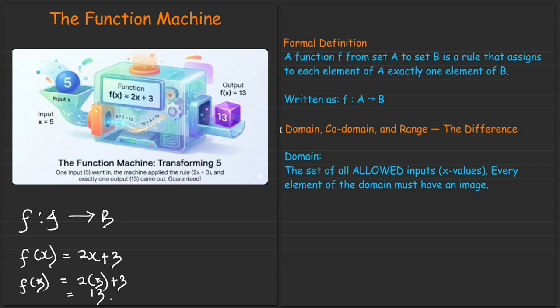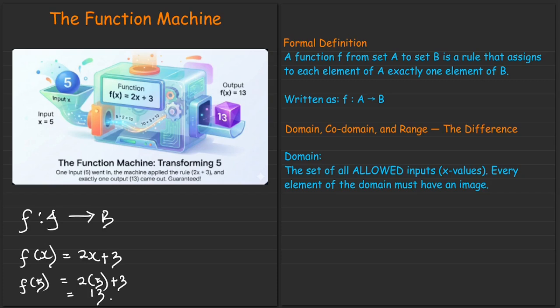If we know what a function is, then let's look at the terms that we'll be using along the way. The first term is the domain. The domain is simply the set of all allowed inputs, that is the x values. Every element of the domain must have an image. That is to say, for our machine, the elements that would go through the machine are what we call the domain. They are those that are only allowed to go through our machine, and so far as you go through the machine, you always need an output.